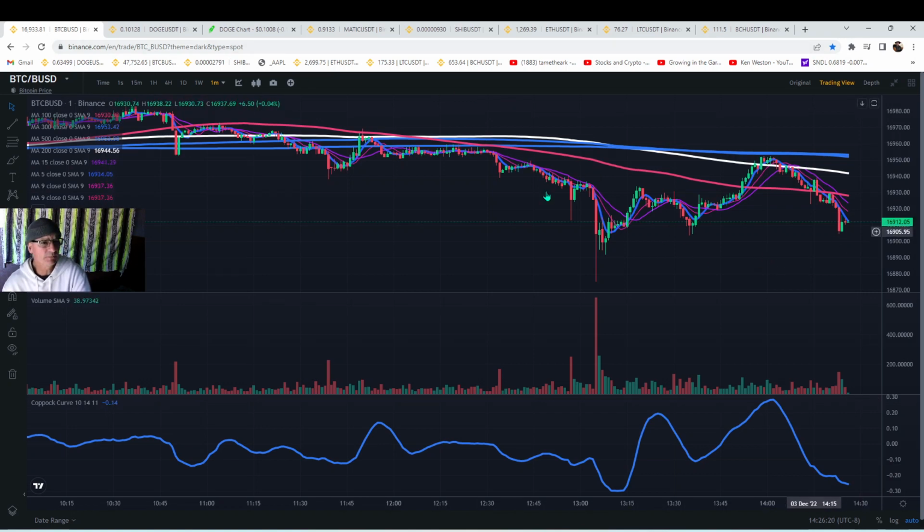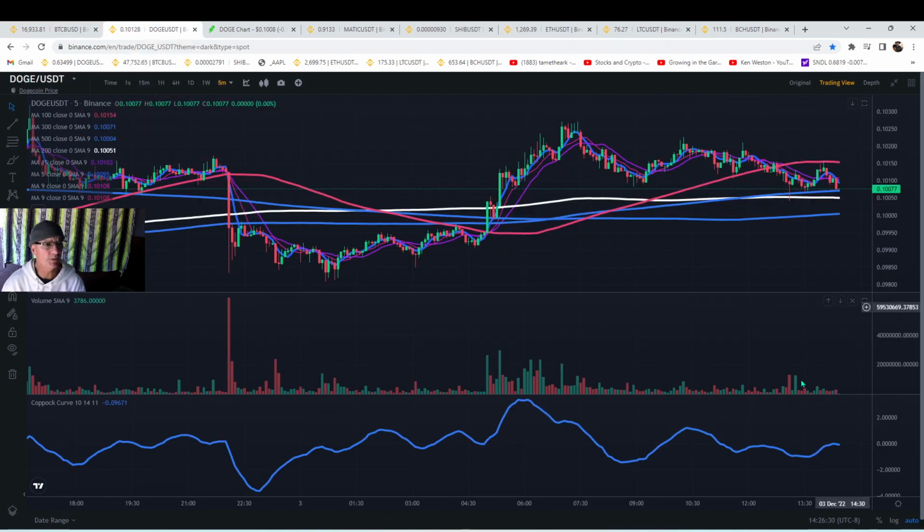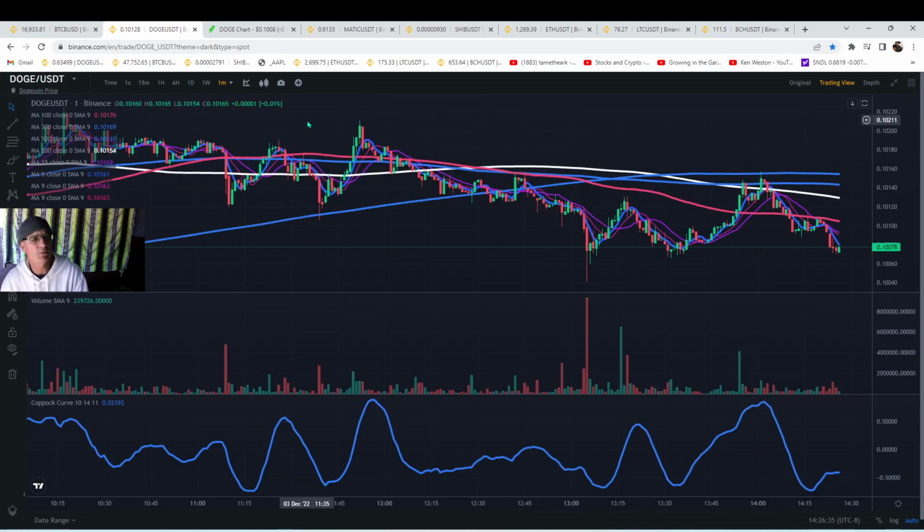So the 1 minute, definitely pulling back, minus 20 on Bitcoin. We're at 16.9, under 1700, 16.912. Dogecoin, the 1 minute, it's pulled back also, following Bitcoin. It's at 0.10, 10 cents even. And this indicator shows the little up here and being flat.